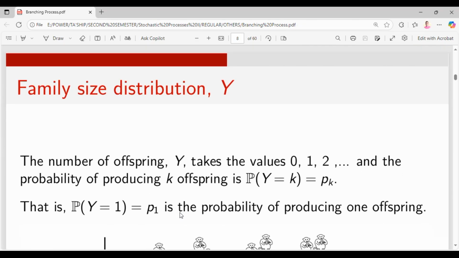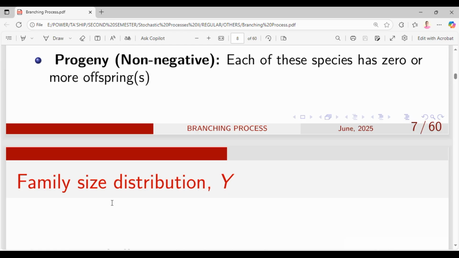Okay, so let's look at the family size distribution in detail. Let's see what that is going to be, but we'll pause here and look at it in the next video.